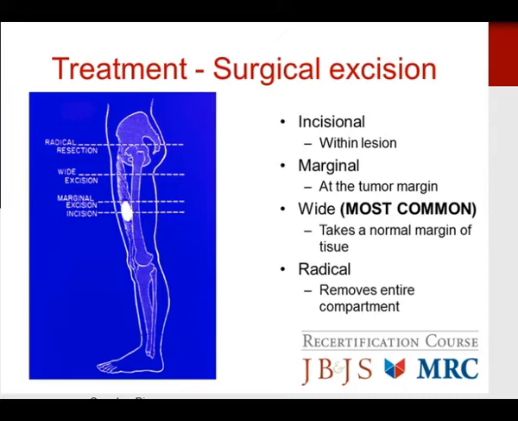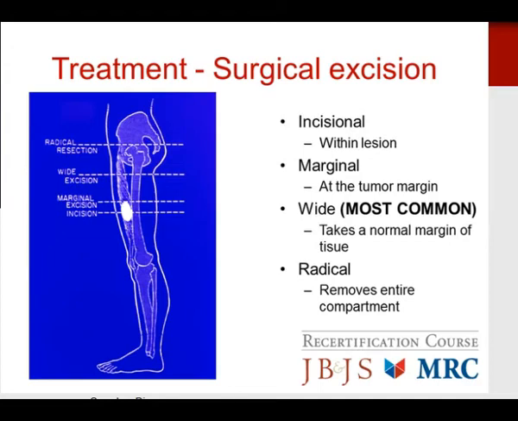A second type of excision is a marginal excision, and this occurs just at the tumor margin. An example of this is a low-grade liposarcoma or a fatty mass that has a very firm margin. This is most commonly used for soft tissue lesions. The third type and most common type of surgical excision we see is a wide excision. This takes a normal cuff or a normal margin of tissue. Usually that margin is muscle.